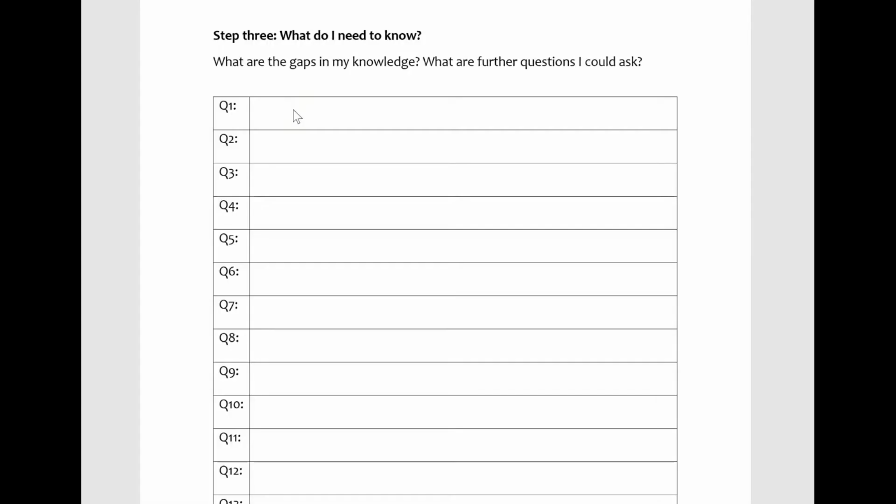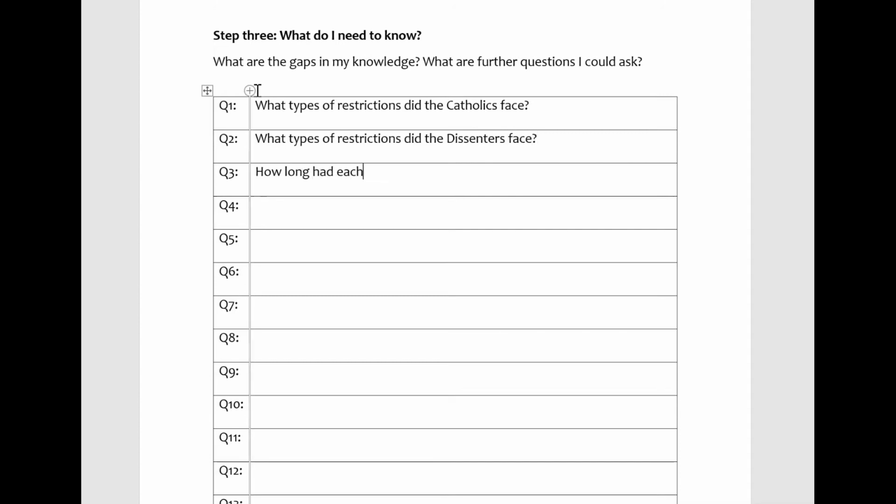So I start thinking about the gaps in my knowledge and what are some additional questions to which I'd like to know the answers. So questions such as, what types of restrictions did the Catholics face? And likewise, what types of restrictions did the dissenters face? How long had each of them faced these restrictions? Why did they face these restrictions? And were these restrictions always obeyed? Now, once I've created this list, I move on to step 4, where I begin conducting my research.